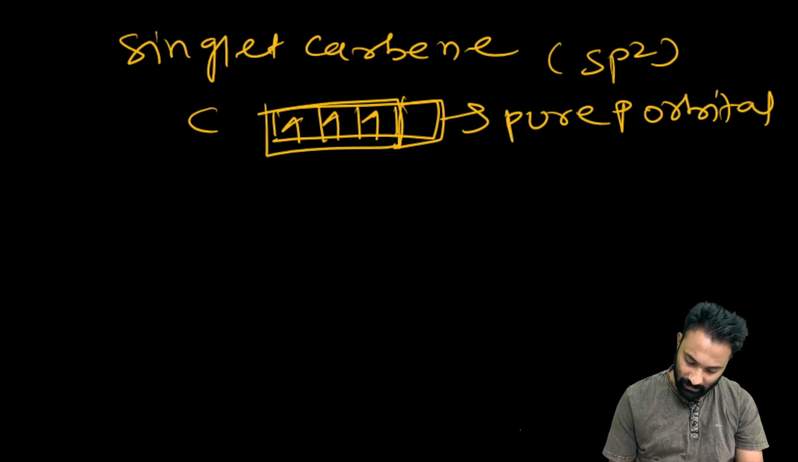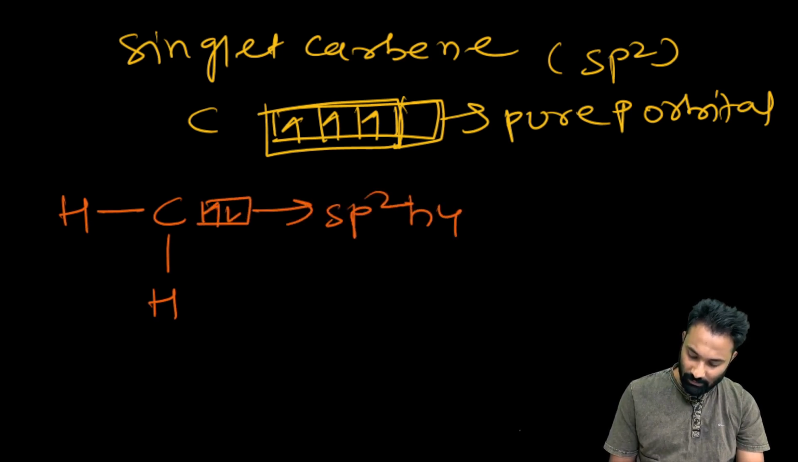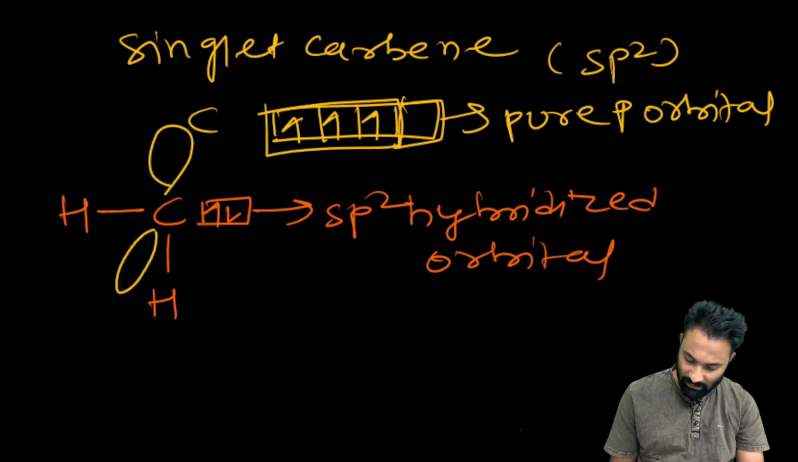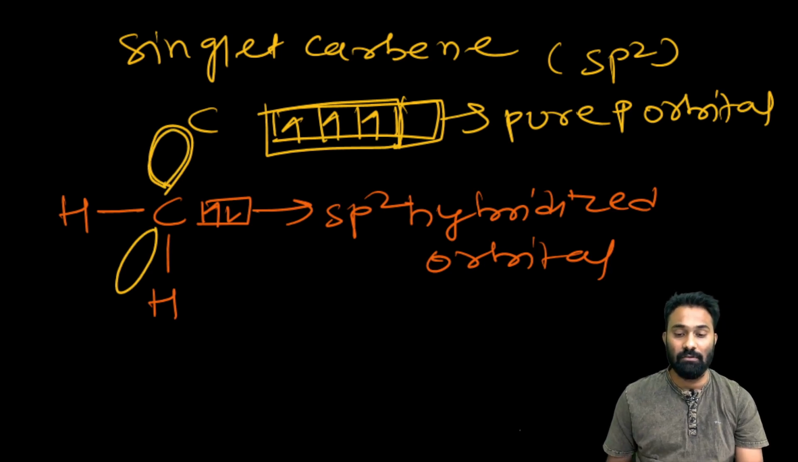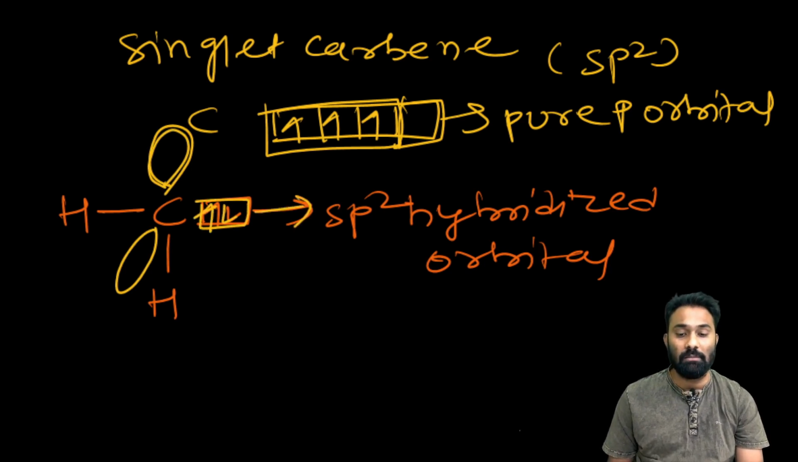Now, the singlet carbene will be in this manner. One hydrogen, and it has formed one bond with hydrogen. Now, here this is one hybridized orbital. Which hybridized orbital is this? This is an sp2 hybridized orbital. In this sp2 hybridized orbital, we have 2 electrons, and one pure p orbital is perpendicular to this hybridized orbital, right? This is a pure p orbital. Now, in this manner, how will the singlet carbene be there? In this singlet carbene, the 2 electrons will be present in which orbital? The sp2 hybridized orbital.